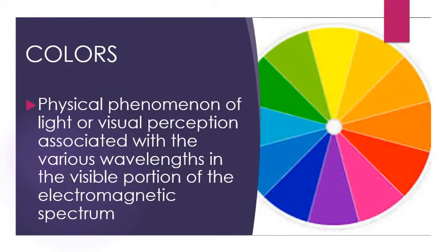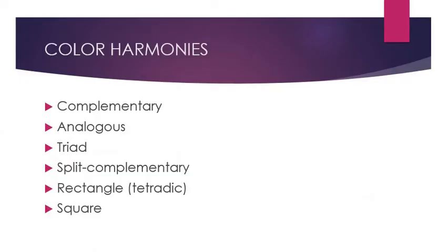Next is colors. Physical phenomenon of light or visual perception associated with the various wavelengths in the visible portion of the electromagnetic spectrum. Some examples of colors are yellow, orange, red, pink, violet, blue, and green. There are different color harmonies. These are complementary, analogous, triad, split complementary, rectangle or tetradic, and lastly, square.